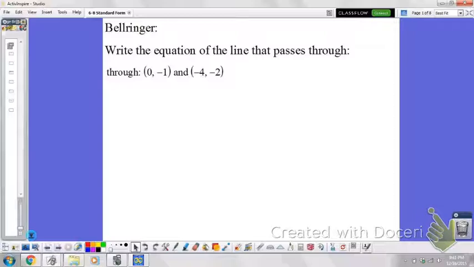So the first thing you need to do to write the equation is find the slope. Remember, we find slope by using m is equal to y2 minus y1 over x2 minus x1. So I'm going to substitute in my values for x2, x1, y2, y1 for my points. So I will use -2 minus -1 over -4 minus 0.